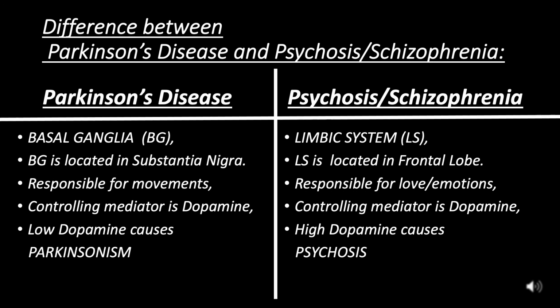Difference between Parkinson's disease and psychosis schizophrenia. Parkinson's disease: basal ganglia, BG. BG is located in the substantia nigra, responsible for movements. The controlling mediator is dopamine. Low dopamine causes Parkinsonism. In psychosis and schizophrenia: limbic system, LS. LS is located in the frontal lobe, responsible for love and emotions. The controlling mediator is dopamine. High dopamine causes psychosis.